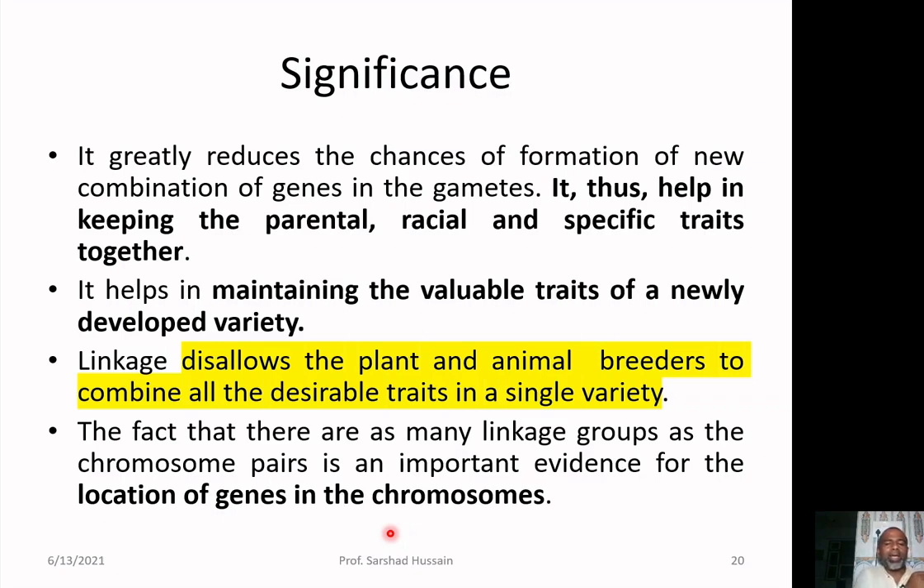So, if you are able to detect a gene for either the size of the plant or the size of the corn, and you locate that this chromosome has the gene for the size of the plant, and you see that the size of the plant is always related with the corn size, it means you can immediately say that the second gene is also located on the same chromosome. So, this is how it helps in locating genes on a chromosome.